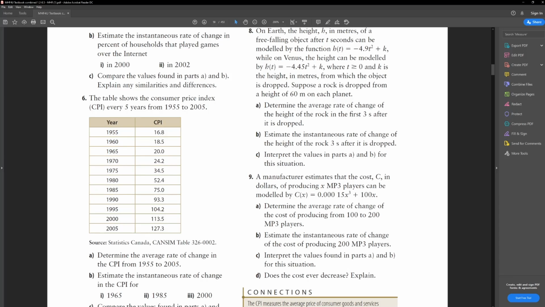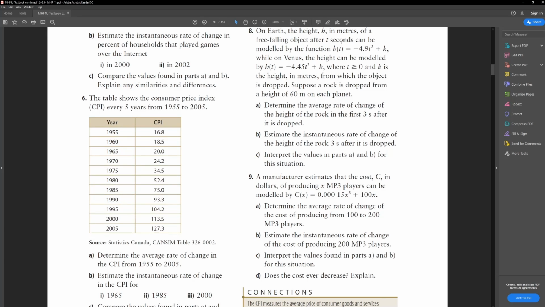So here we have our final way of determining AROC and or IROC, and that is using the equation. So here on Earth, we would use the values 0 and then 3 to substitute into the Earth equation, and then we would find the difference, delta y over delta x, and that would give us approximately negative 14.7 meters per second.